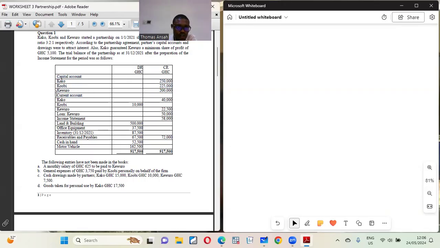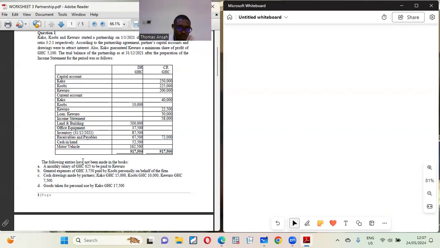We also have the current account of the 3 people. Then there's a loan. Then we have the income statement. Another name for income statement, yes, the profit and loss. So it means that this is our profit they had after preparing the income statement. We have asset, building, office equipment, inventory, receivable, cash in hand, and what? Motor vehicle. So there's also trade receivables, which should be at the credit side.